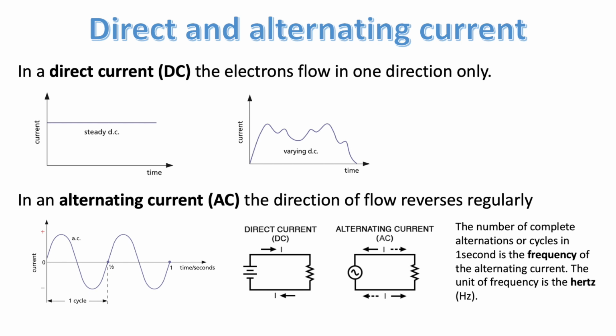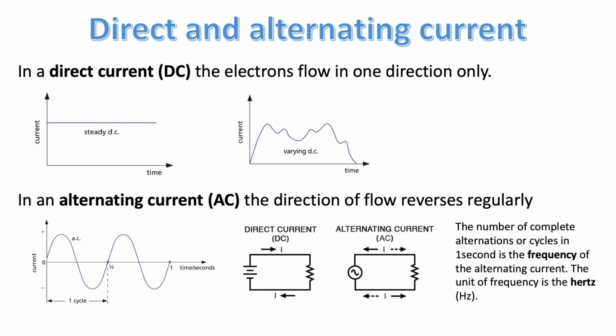Here electrons are always flowing from one terminal to another terminal, but the magnitude of current is varying. Now in the third diagram, you can see an alternating current, an alternating current produced from an AC dynamo.